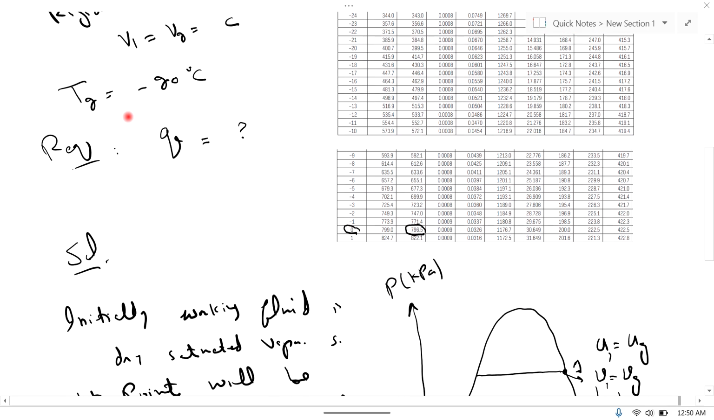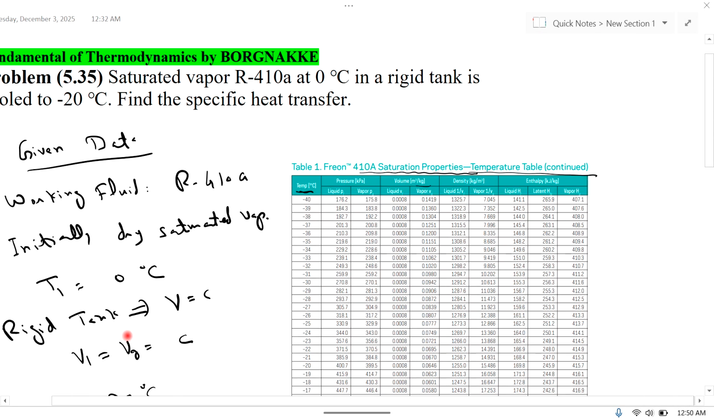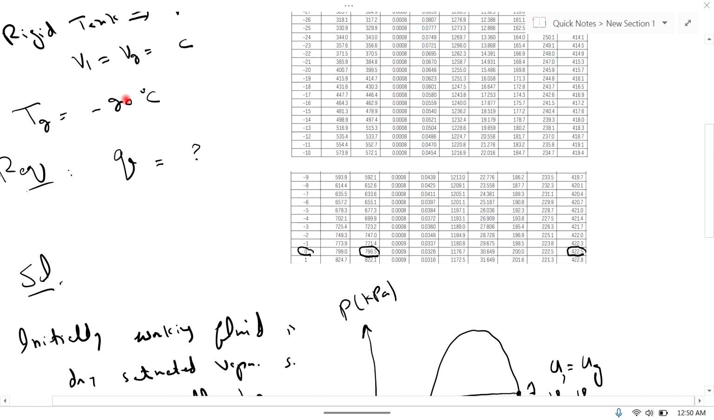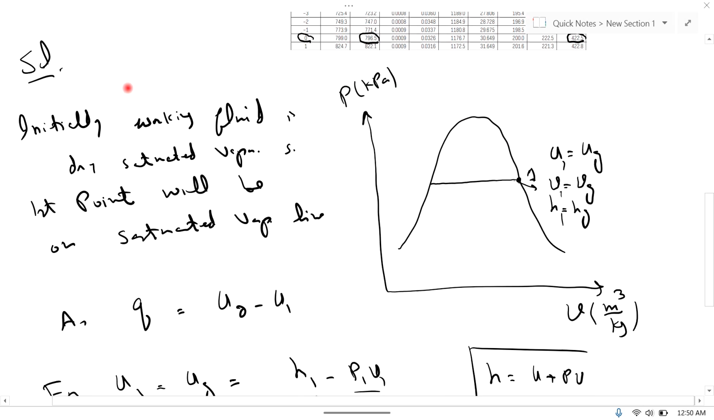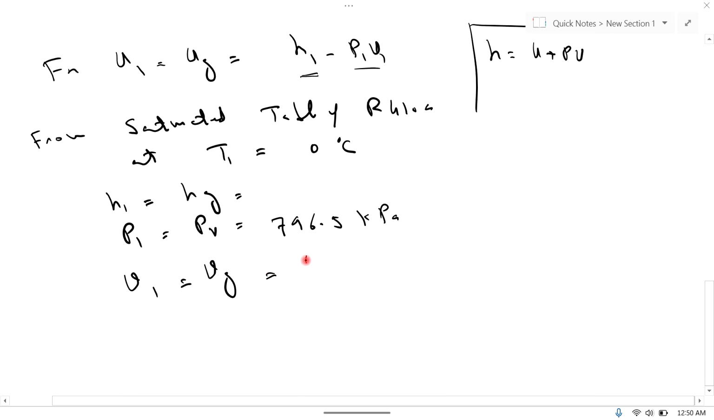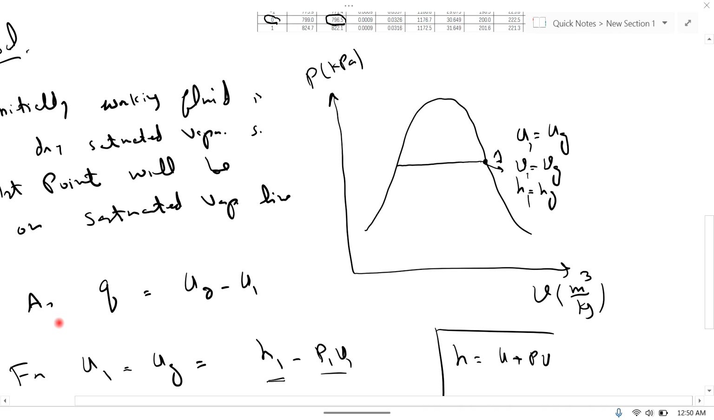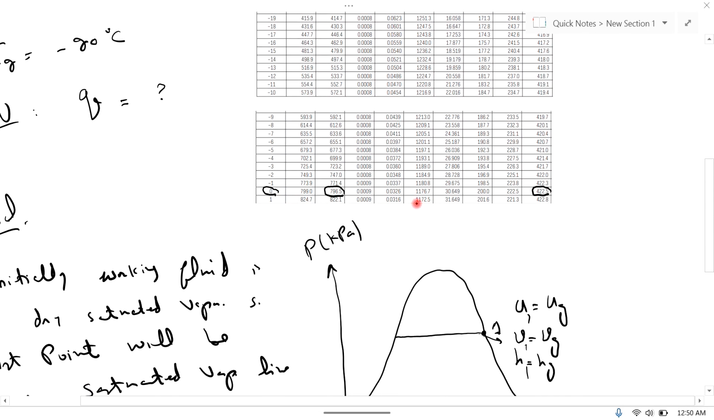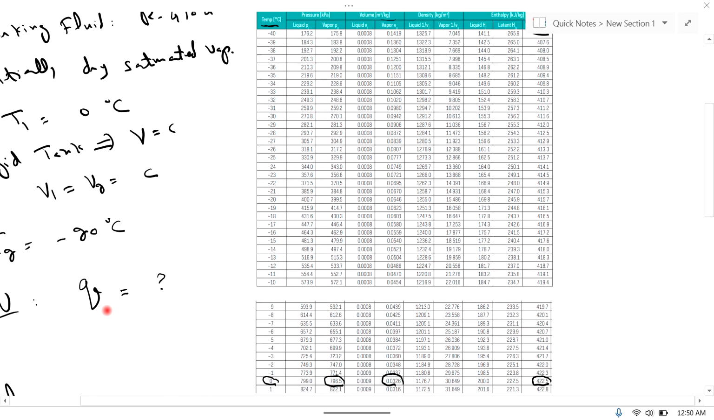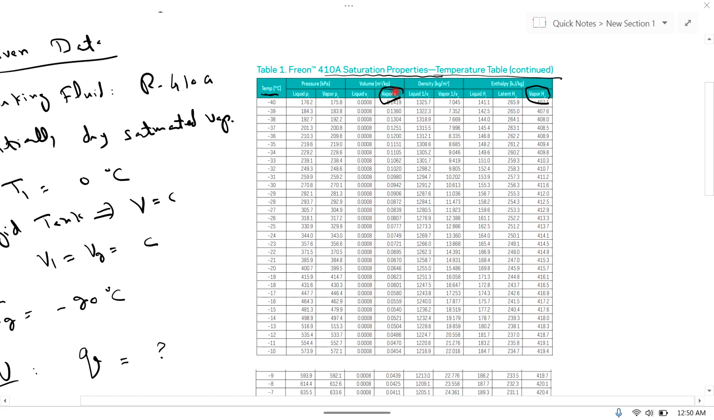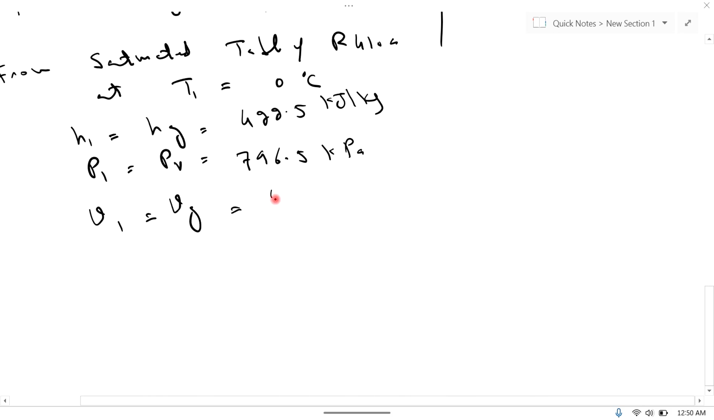H1 is equal to Hg. This is the value for H1, this is 422.5, and you can check this here. This is Hg. So H1 is equal to Hg is equal to 422.5 kilojoule per kilogram, and V1 is equal to Vg. At 0 degree centigrade, this is Vg, 0.0326, and you can check here. So V1 is equal to Vg is equal to 0.0326.